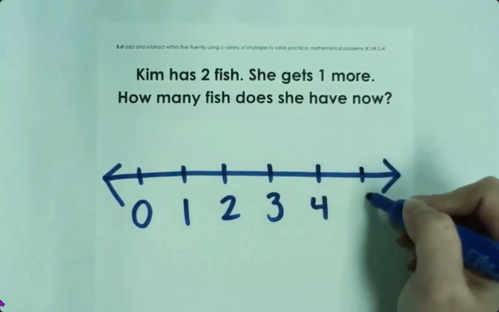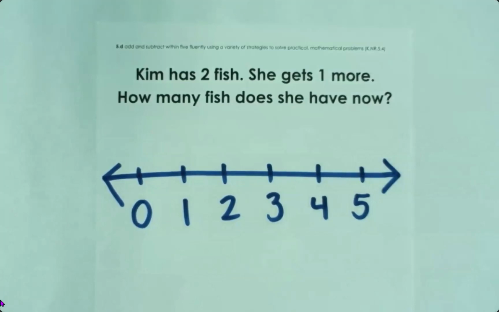And then when we're looking at this situation, we want to model for students how to use the number line. That when we move to the right on the number line or we're counting up, the numbers are getting bigger. And as we move to the left on the number line and we're counting back, the numbers are getting smaller. And to decide when they're going to do that. So in this situation, Kim has 2 fish. She gets 1 more. How many fish does she have now?